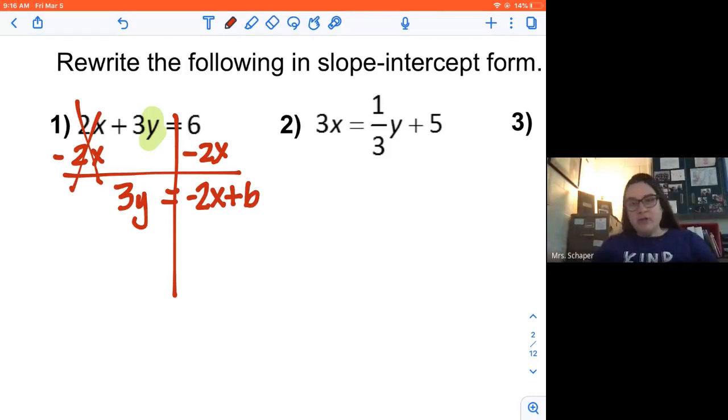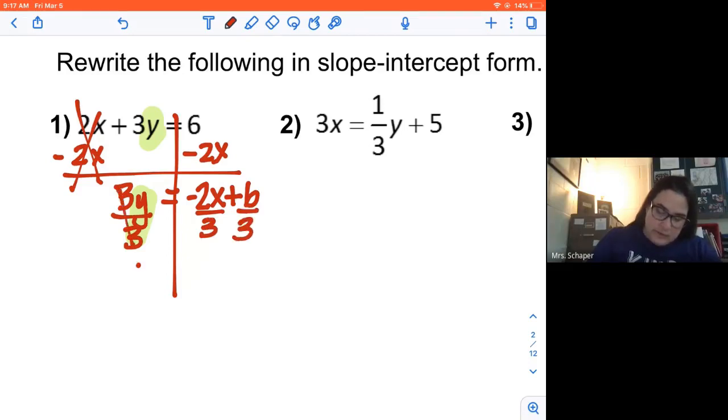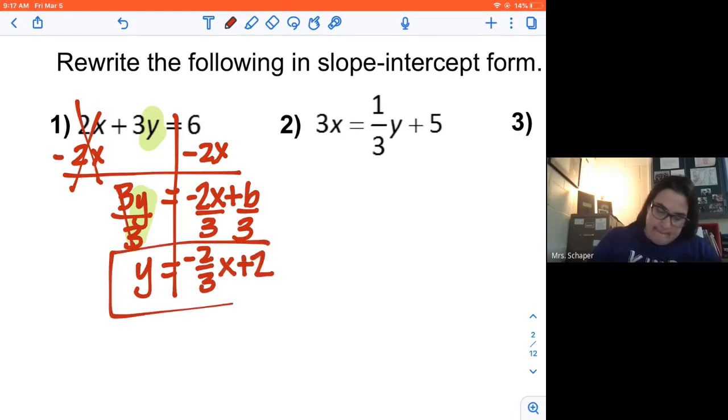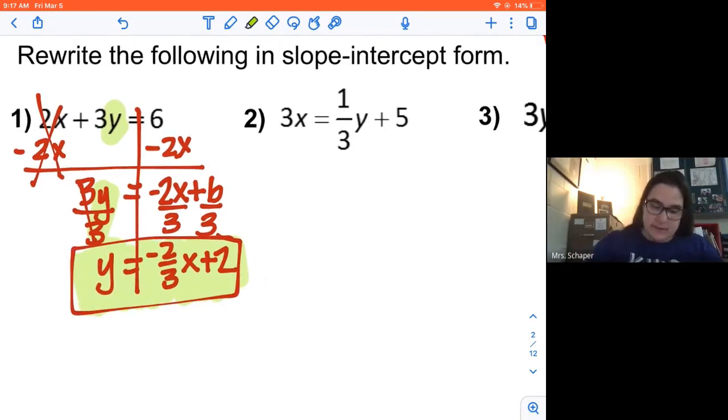Now, I can't combine 2x and 6 because one has an x and one doesn't. So that's why it's negative 2x plus 6. Then again, keeping in mind I want to get that y by itself, I'm going to undo that multiplication by dividing both sides by 3. So y equals negative 2/3 x plus 2. And here we go. All right.